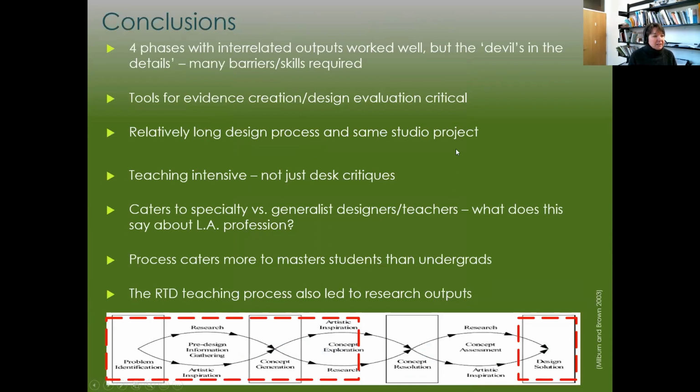So the conclusions: the 4 phases with interrelated outputs, one building on the next, worked well, but we found the devil's in the details. There are many barriers and skills they require to do it. Prior to the studio, I just introduced the process and said, go and do your lit review, get it done, and I want to see a design based on it. Well, it doesn't work. You need to address all these things in order to make sure it happens.